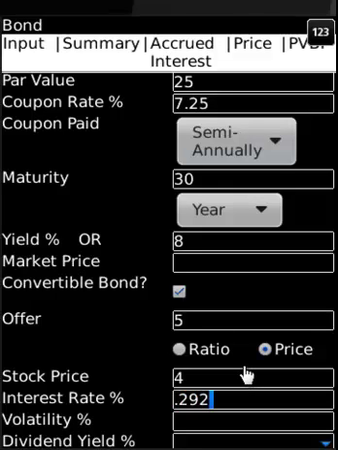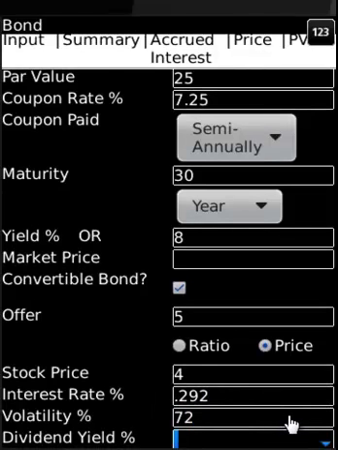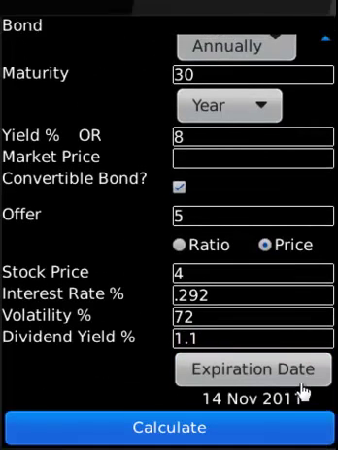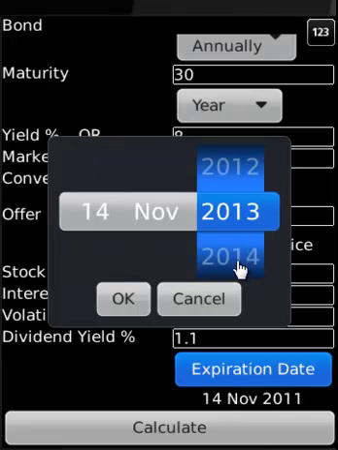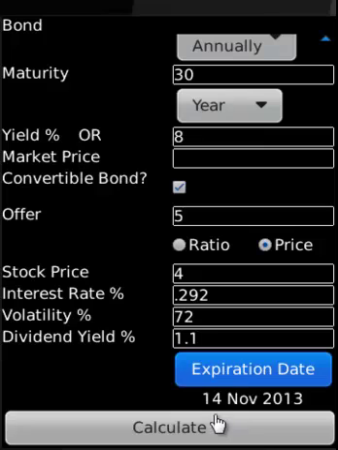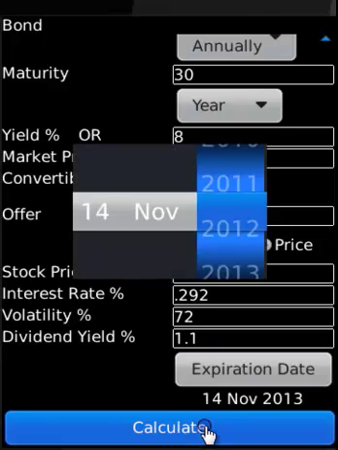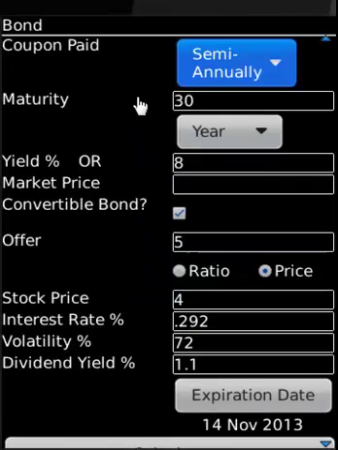The interest rate, which is the risk-free interest rate for the matching duration, is 0.292, and say the volatility of the stock is 72. The yield, which is annual yield percentage, is 1.1, and this offer expires 2 years from today, which is 14th November 2013. So now we calculate. Let's see what happens.